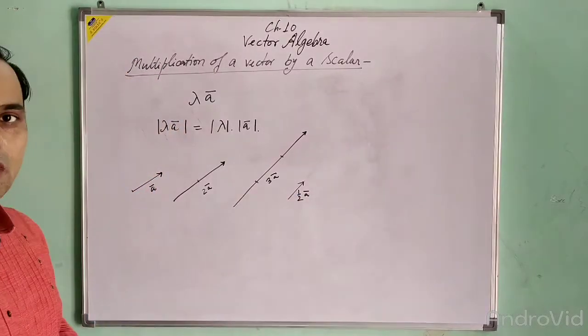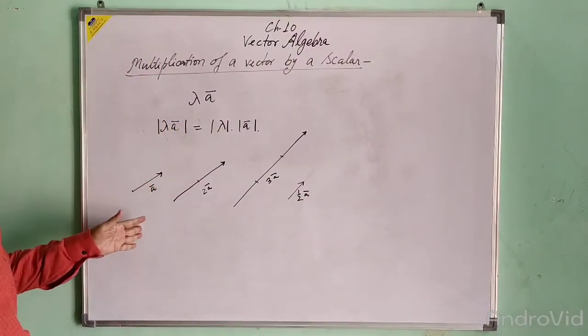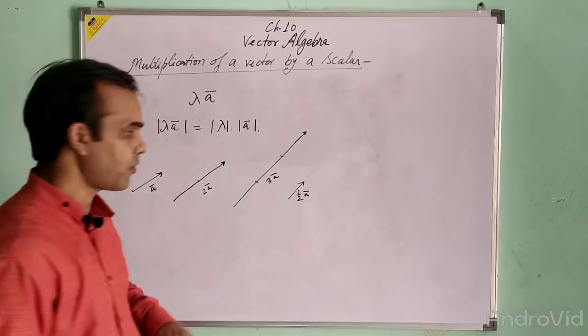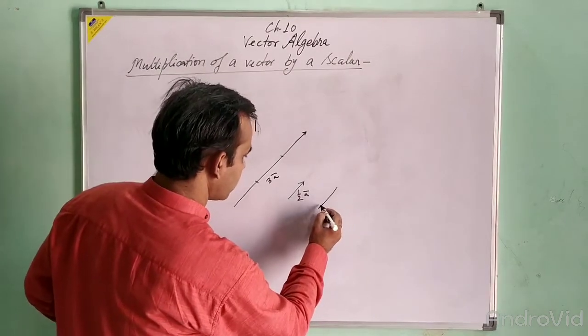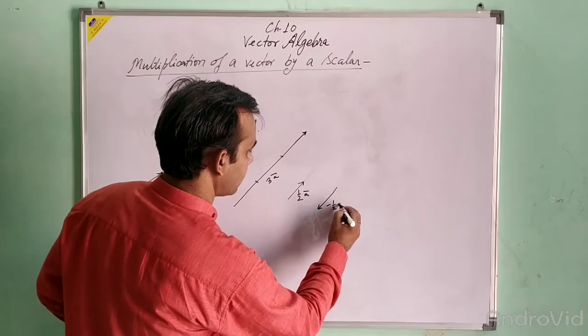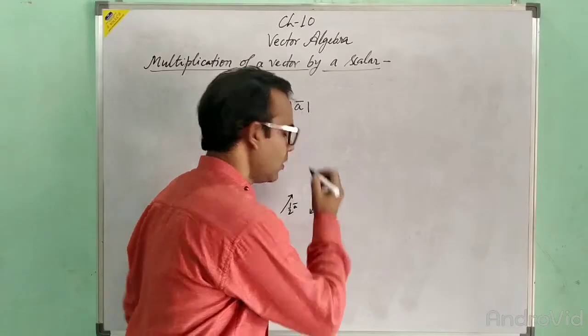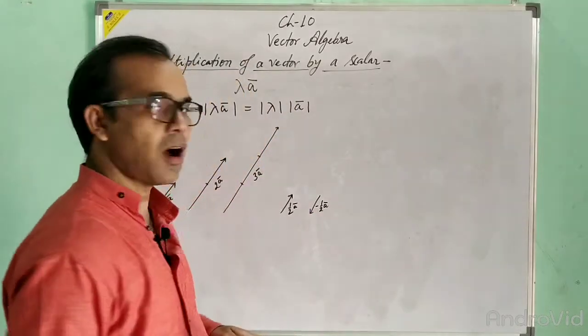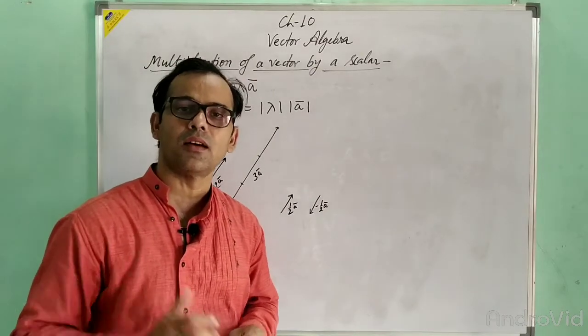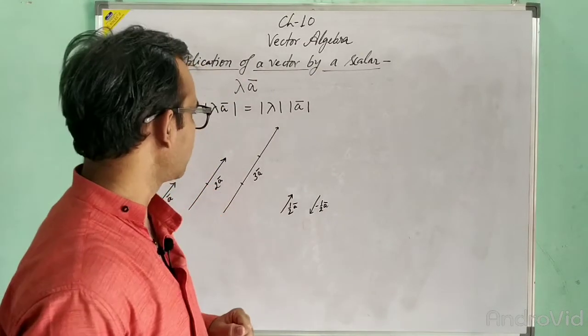What about minus 2A vector? Just opposite to this vector. What about minus half A vector? Just opposite to this vector, it is minus 1 by 2 A vector. So this way we learned how to multiply a scalar to a vector.